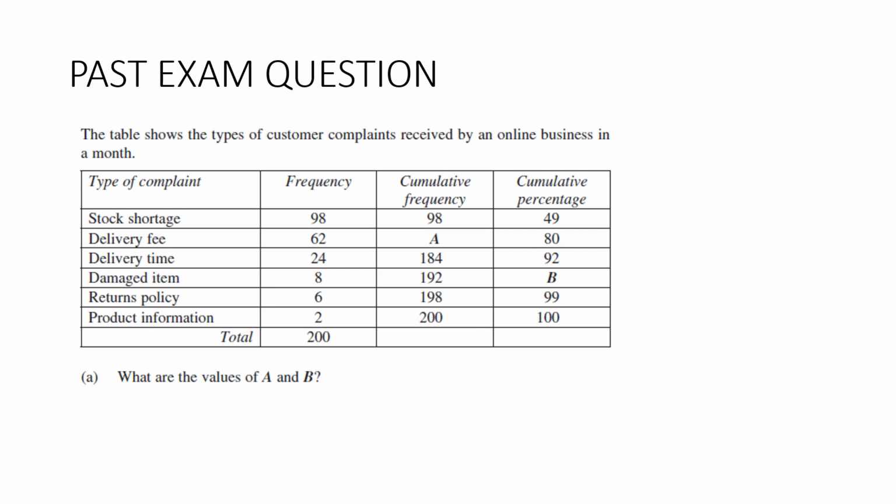The table shows the types of customer complaints received by an online business in a month. What are the values of A and B? So, fairly routine question. It's asking whether we understand about cumulative frequency, but 98 plus 62 is going to give us A, and so A will be 160. And then to work out the cumulative percentage, we want to do 192 divided by 200 times by 100, which is 96.